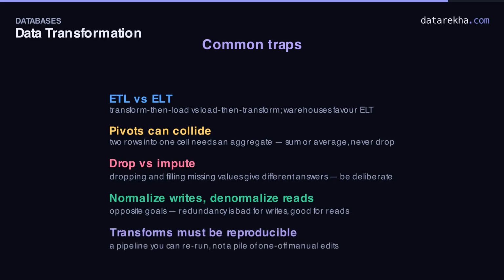And trap 5. One-off edits. A transformation should be a pipeline you can rerun on tomorrow's data. Never a stack of manual tweaks you can't repeat. And always recheck your data types after loading.